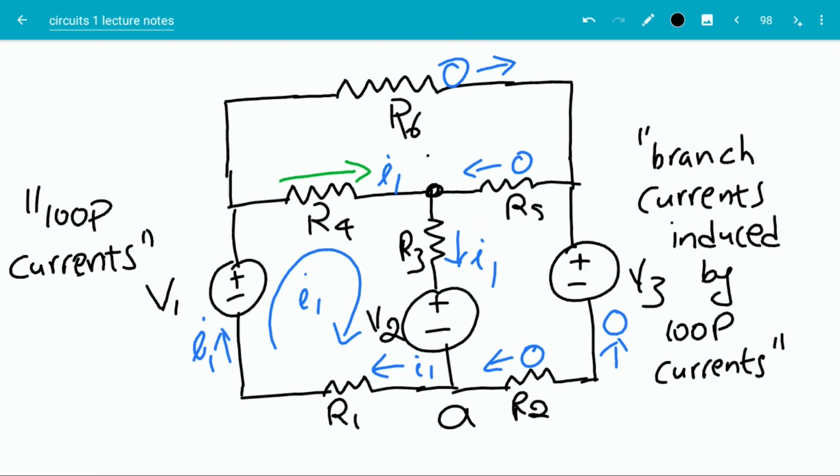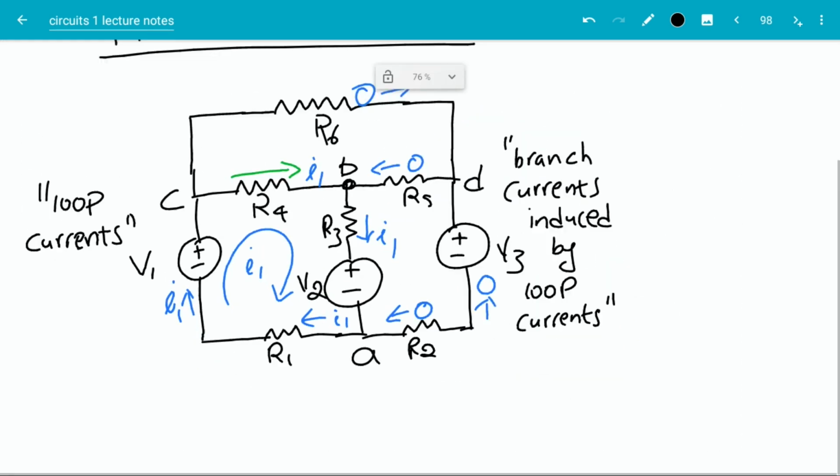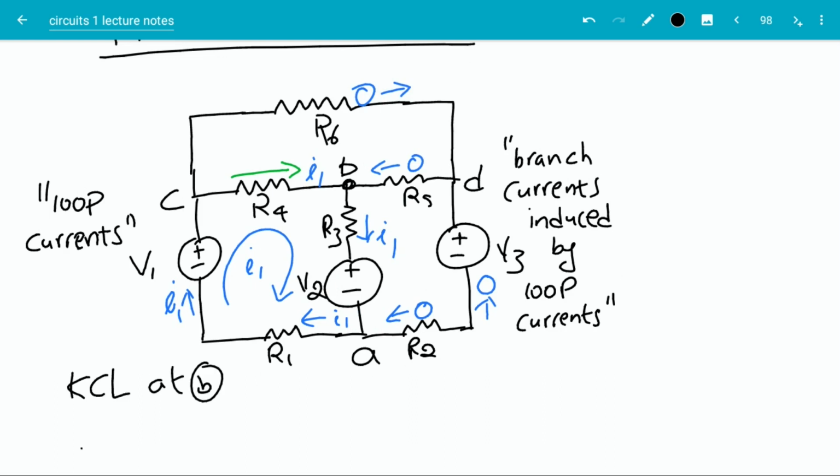Let's label all the essential nodes so that it will be easier for us to talk about the circuit. Now, if I want to write a KCL at B, let's see. The statement for KCL is that the sum of all currents going into node B should be 0. So I will start from the left hand side and go anti-clockwise. From the left hand side, current going in is I1. In the bottom, current going out is I1. And to the right, it's 0. And this should be equal to 0. So as you can see, this is satisfied.